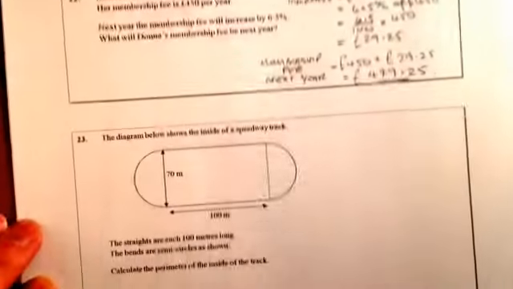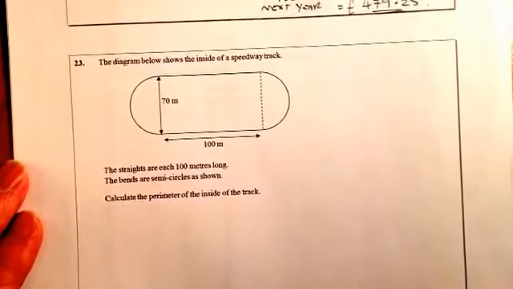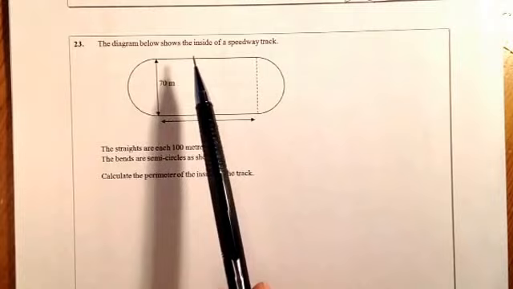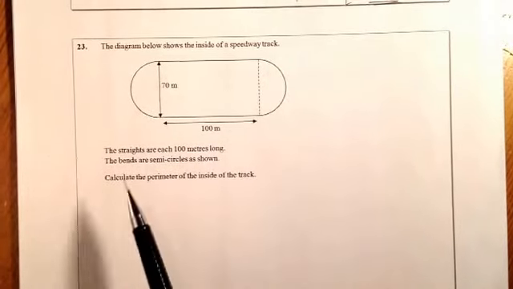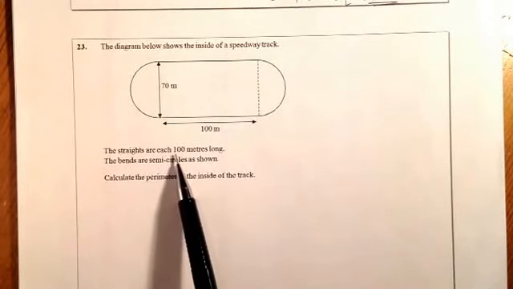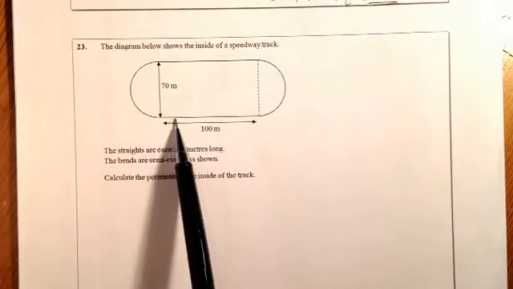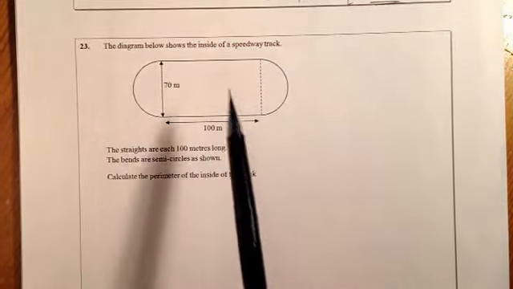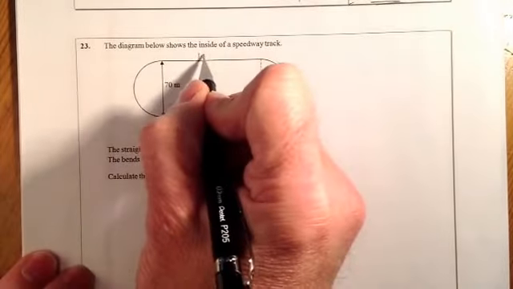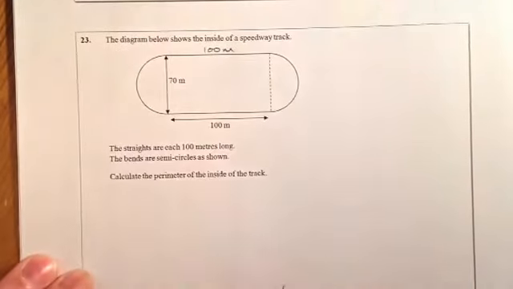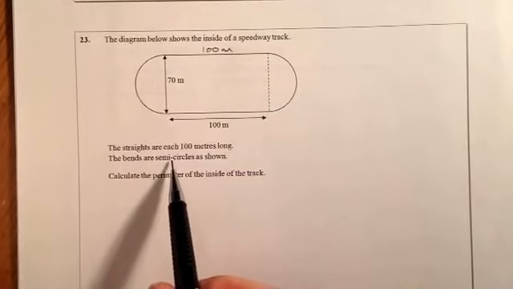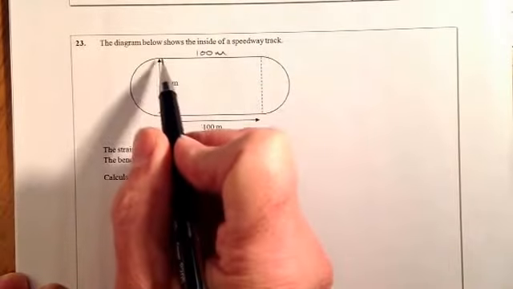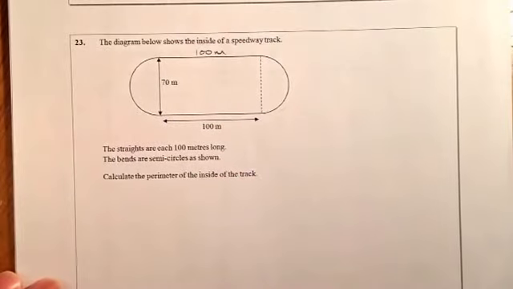Right, moving on, we'll go to question 23. So question 23, the diagram below shows the inside of a speedway track. So the straights are each 100 metres long, so that would be this straight bit here, and if I go round the track, this bit here, so that's 100 at the top there as well. So this is going to be 100. The bends are semicircles as shown, so the bend is all the way around to there and all the way around from there to there, so two bends on it.